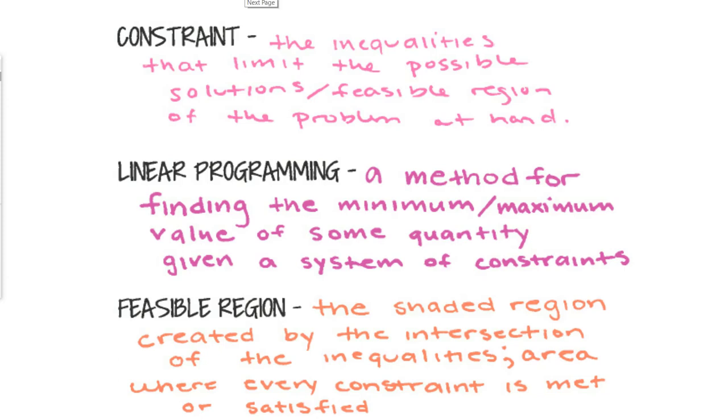So the first couple of vocabulary words: constraints are the inequalities that set up your border region. They set up your feasible region, and that gets the problem at hand. Linear programming is just the method used to find the maximum or minimum value with your system of constraints. And the feasible region is just the shaded region created by the inequalities. It's basically the shape where all the constraints are satisfied. Go ahead and pause it right now so that you can write down these words.